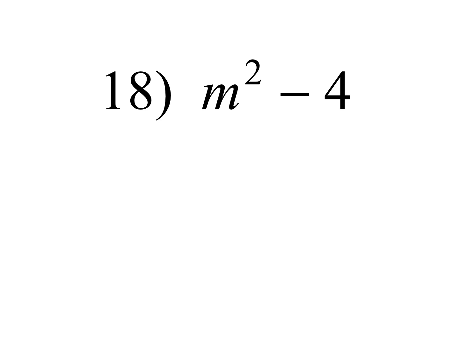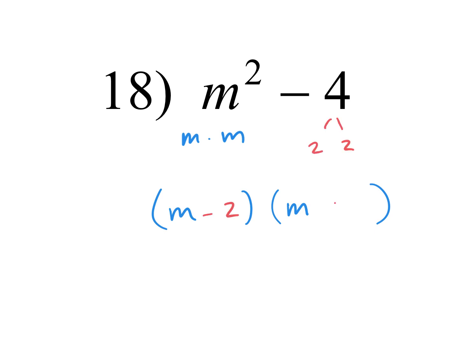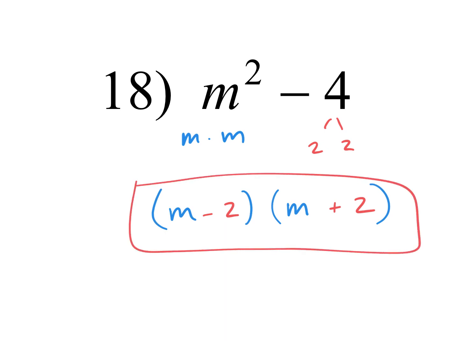All right, Mendoza, what times what gives me m squared? M times m. So an m goes here and an m goes here. Mendoza, what times what gives me 4? Perfect. 2 and 2, so -2 and +2. So we have m minus 2 times m plus 2. It doesn't matter the order. You can say m plus 2 and m minus 2. That works too. Any questions?